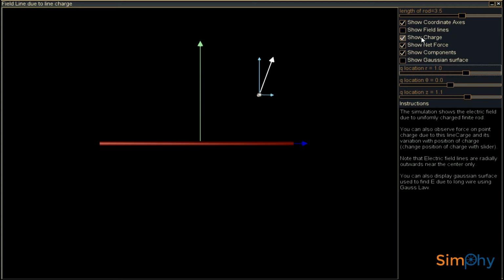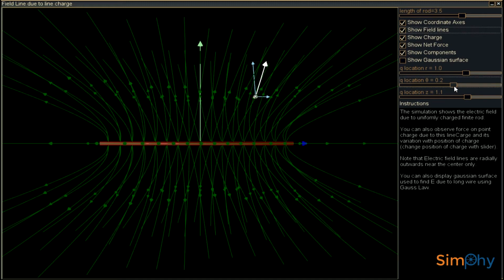And one more thing to consider here is, when r and z are fixed, then at any angle theta, the magnitude of force is going to be the same. Although not radially outward, the field lines are somewhat symmetrical at a particular r and z. So the magnitude of force is going to be the same, and the direction of force will be along the electric field line directed at that point.